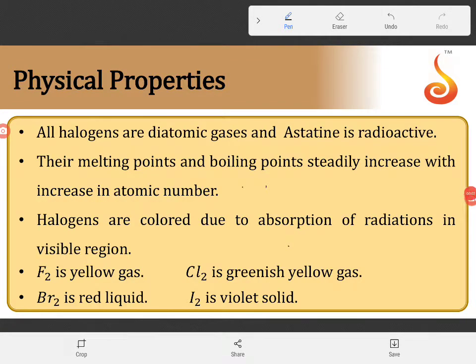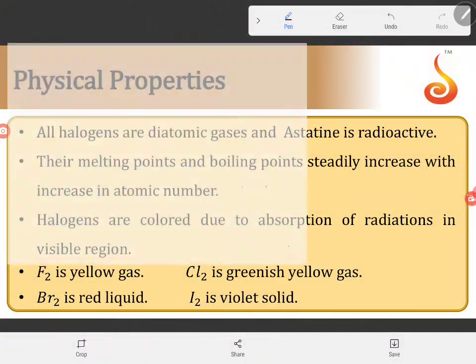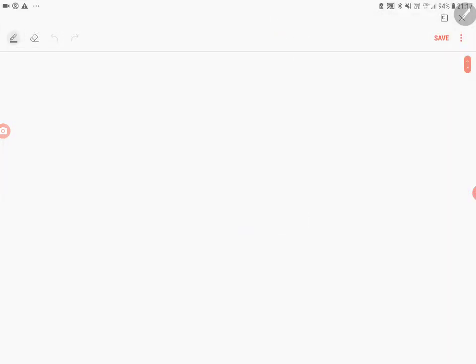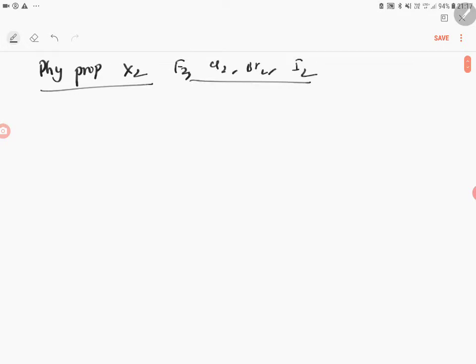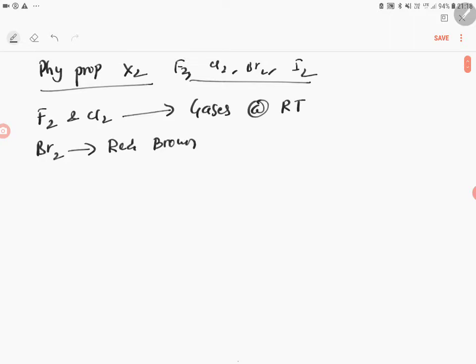Now, physical properties of halogens. If you see very clearly, fluorine and chlorine are gases at room temperature, whereas bromine is a red-brown liquid, and iodine is a violet solid. All this is taking place at room temperature.